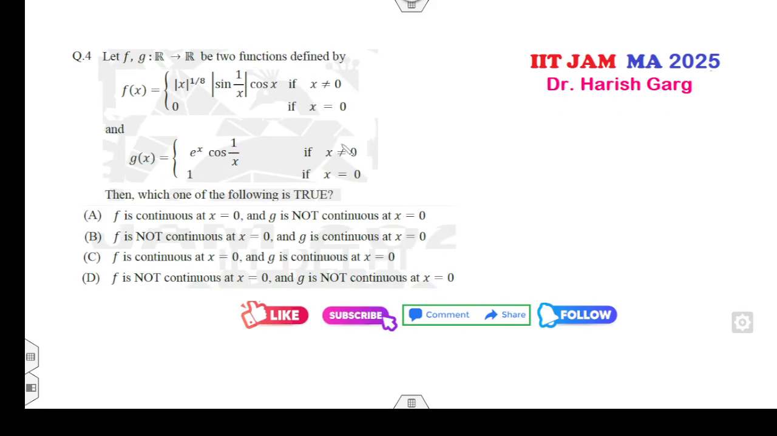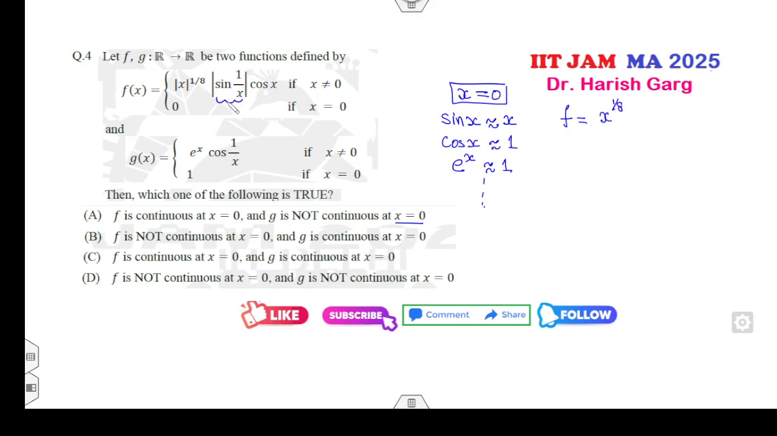Look at the second one. Your target is to check the continuity at x equal to 0. So what rule did I tell you? You can replace sin x with x, cos x with 1, e raised to power x with 1, and so on. So now you see what f has become? f will be x raised to power 1 by 8.